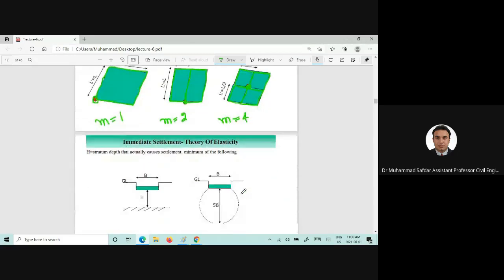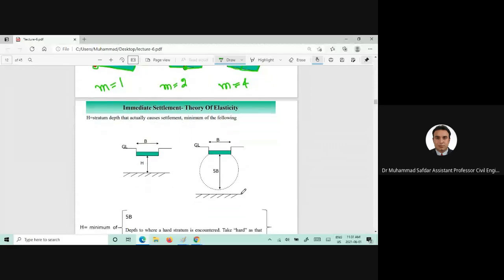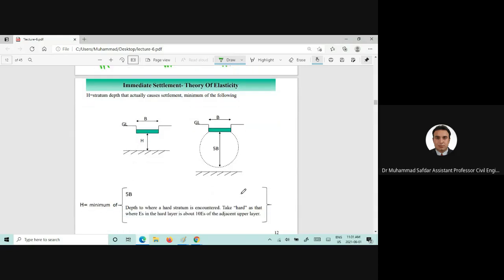Then we will explain the I, the shape and rigidity factor, but to explain the shape and rigidity factor, you need to understand the concept of the thickness of the layer, which is of interest and importance in the theory of elasticity. Now, for example, this is the foundation here.